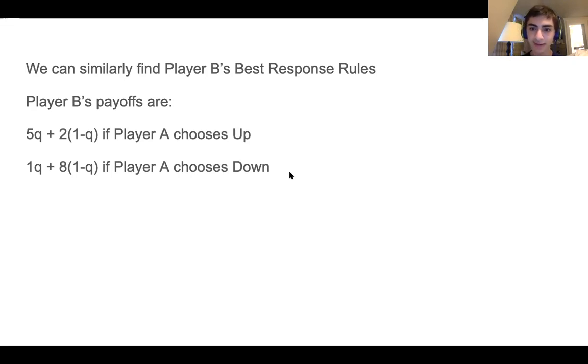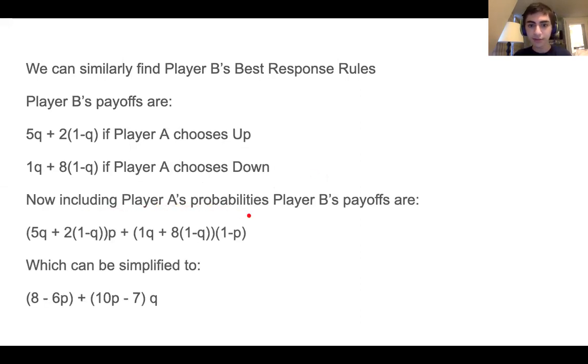All right, and that's another nuance, satisfaction. Okay, so again, we don't know what player A's choices are, but we have the variable representation of player A's chances, right? Player A chooses up with a chance of P, and player A chooses down with a chance of 1 minus P. So now, like we did in the previous case, we just include player A's probabilities into player B's payoffs. So (5Q plus 2 times (1 minus Q)) times P, and then (1 times Q plus 8 times (1 minus Q)) times (1 minus P).